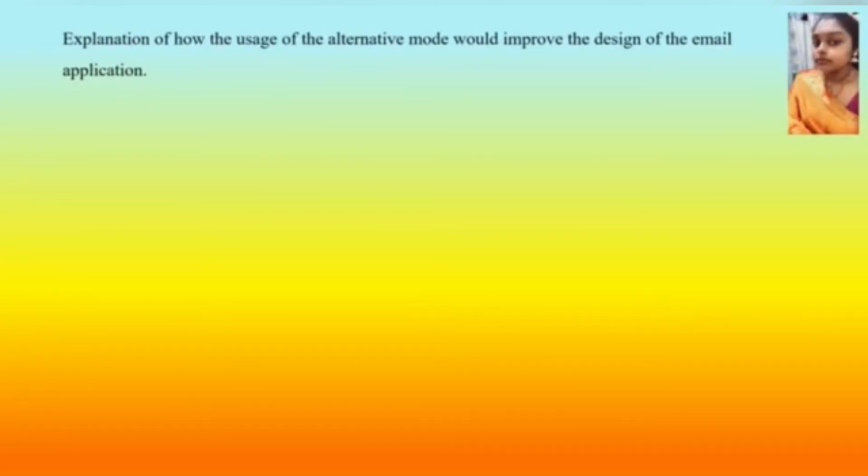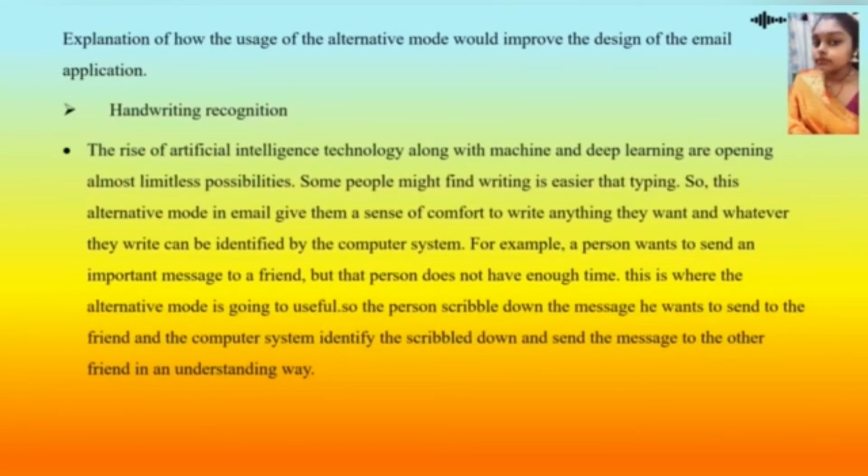Explanation of how the usage of an alternative mode would improve the design of the email application. Handwriting recognition. The rise of artificial intelligence technology along with machine and deep learning are opening almost limitless possibilities. Some people might find writing easier than typing, so this alternative mode in email gives them a sense of comfort to write anything they want, and whatever they write can be identified by the computer system.